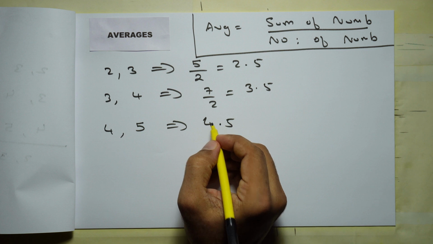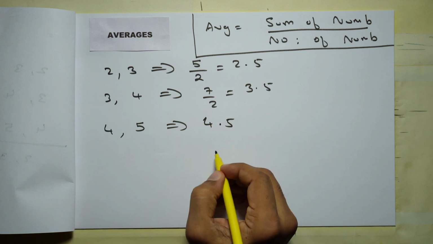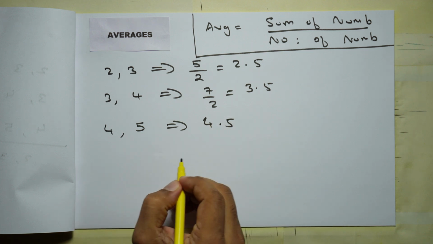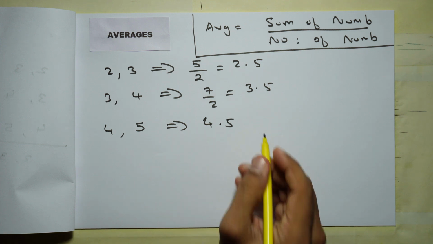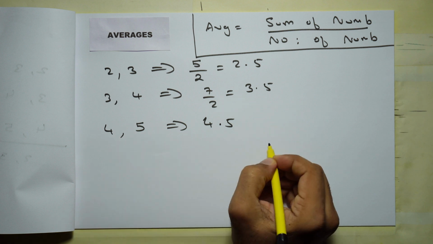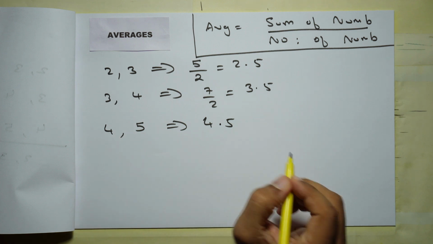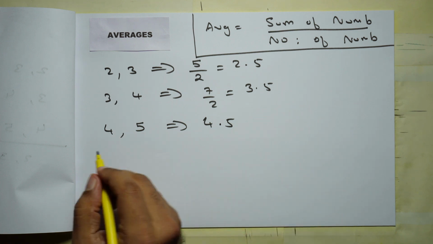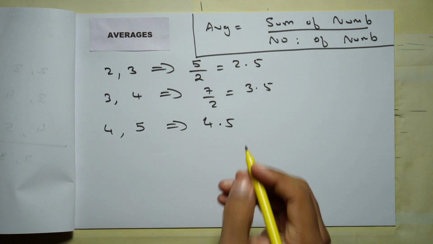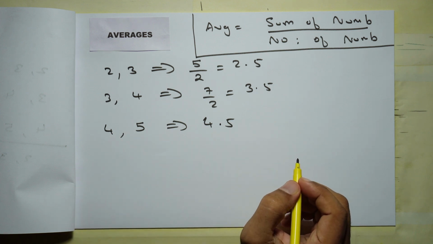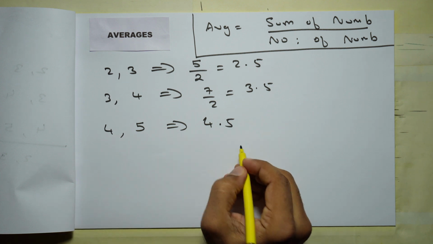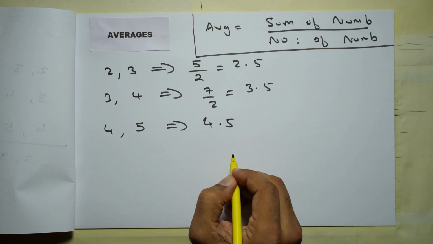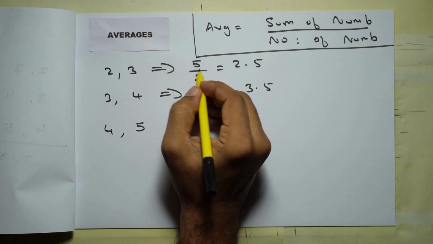So you can see that, generally speaking, some numbers are there. If all the numbers are increased by 1, then their average will also increase by 1. If all the numbers are increased by x, then their average will also increase by x. If all the numbers are increased by 100, then their average will also increase by 100. Similarly, if all the numbers are decreased by y, then their average will also decrease by y. So this is the basic concept.